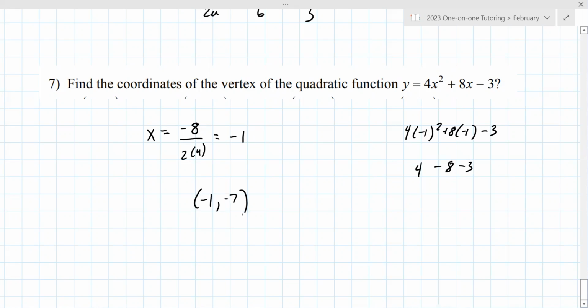Is this the max or the min? That is the min, because it's positive, it opens up. Yeah. So what is the range?